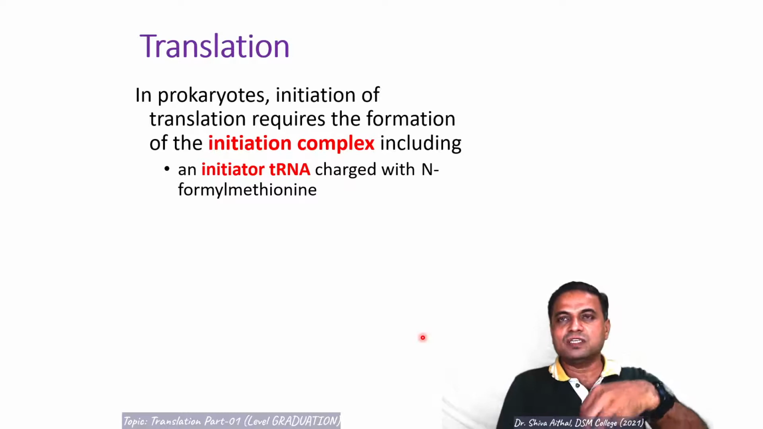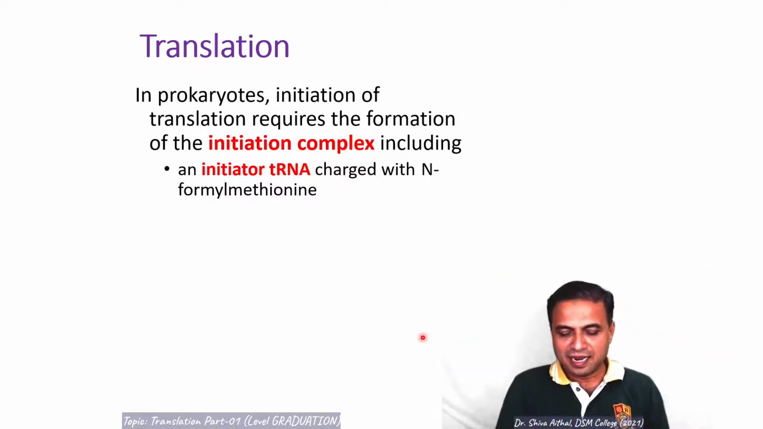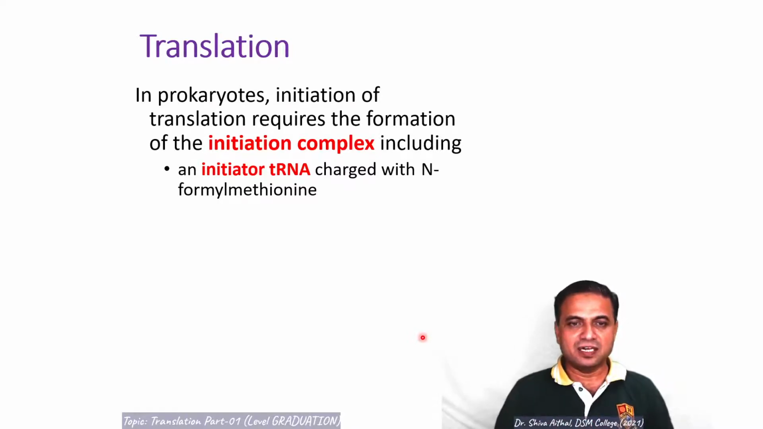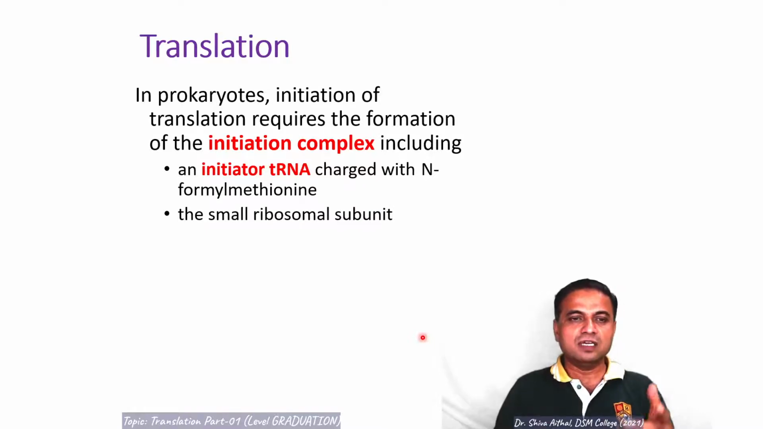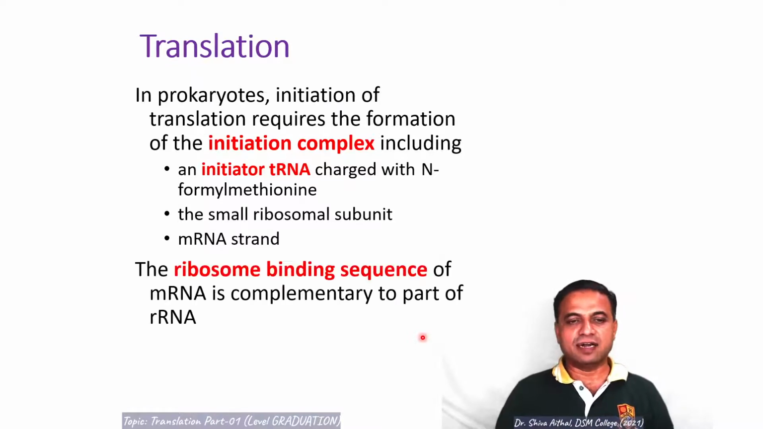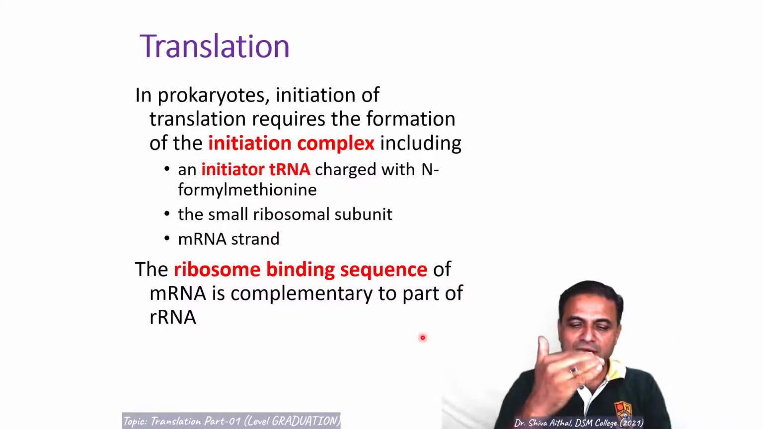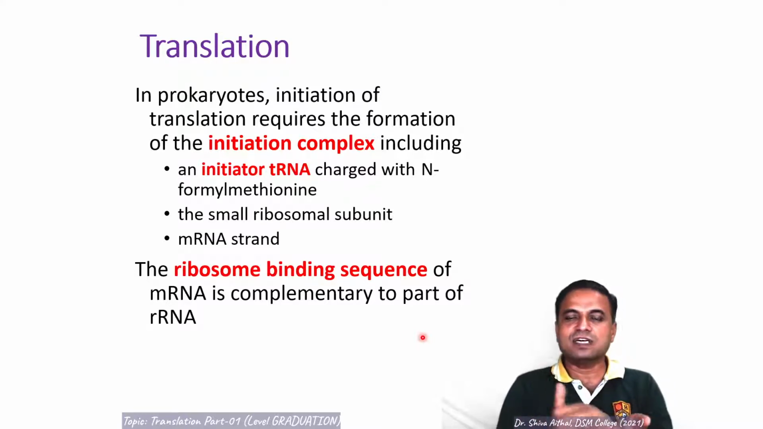So this is the initiator complex. The initiator complex is made of 50S, 30S, mRNA, tRNA with N-formyl methionine and an AUG codon on the mRNA. This initiation complex involves initiator tRNA charged with N-formyl methionine, small ribosomal subunits and the mRNA strand. The ribosome binding sequence of mRNA is complementary to that part of the rRNA. Therefore, it comes and attaches. These are all temporary Watson and Crick pairing.